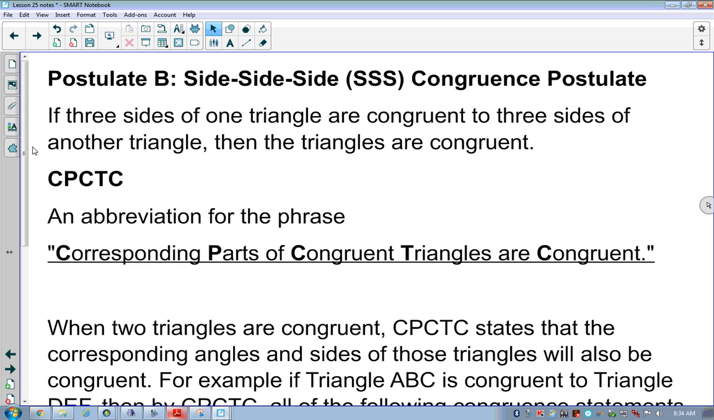But corresponding parts of congruent triangles are congruent. I have to know that two triangles are congruent before I can say that their corresponding parts are congruent. I cannot put CPCTC ahead of a congruency statement, okay?